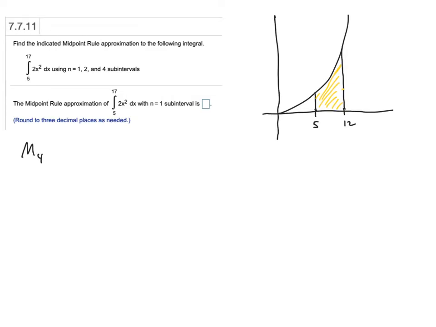Now, if I'm doing 2 midpoint rectangles, well, I'll go ahead and do 4 just to make the point. But if I'm going to do 4 midpoint rectangles, that means I need to, 5 to 17, sorry. I shouldn't try to do this first thing in the morning. You can't even see the screen. 5 to 17, sorry about that.